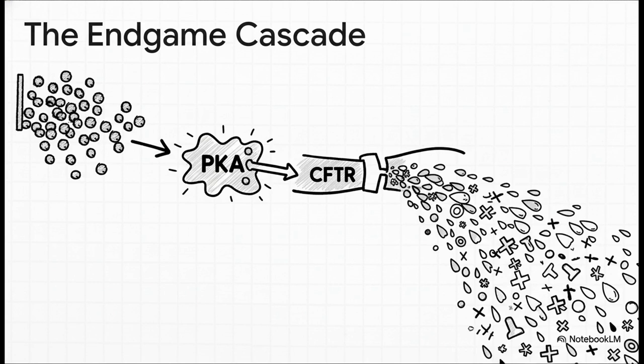It turns on another enzyme, protein kinase A. And that enzyme's job is to force open a specific ion channel called CFTR. So now this channel is just stuck wide open, leading to this massive, unstoppable flood of chloride ions pouring out of the cell. And as we know, where chloride goes, sodium and water have no choice but to follow.